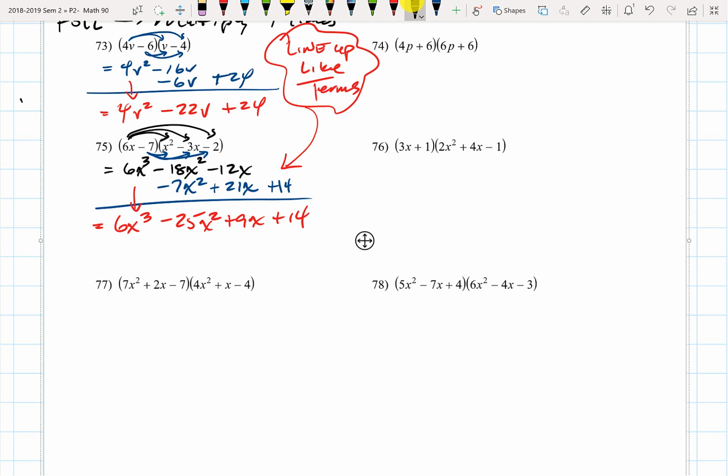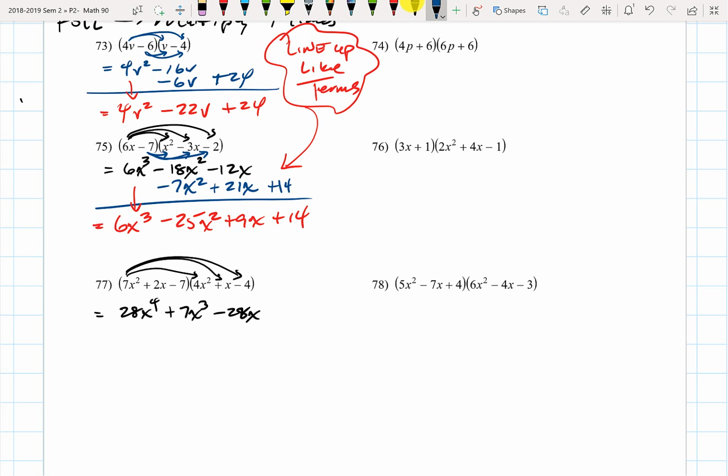So I got to distribute the 7x squared. So 7x squared times 4x squared is 28x to the fourth, because you got to add your exponents. x squared times x squared is x to the fourth. And then 7x squared times x is 7x cubed. 7x squared times a negative 4 is negative 28x squared. Distributing through the 2x, here you got 2x times 4x squared. 2 times 4 is 8, so 8x cubed. It's positive, so line up the cubes.